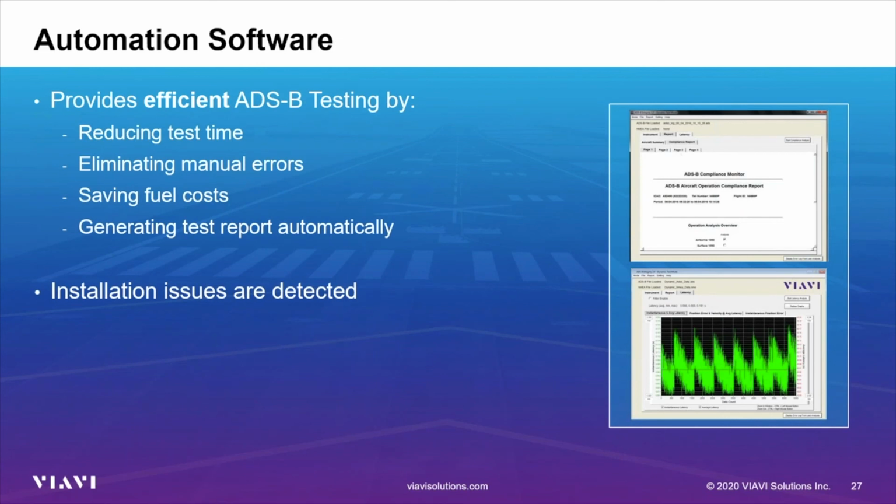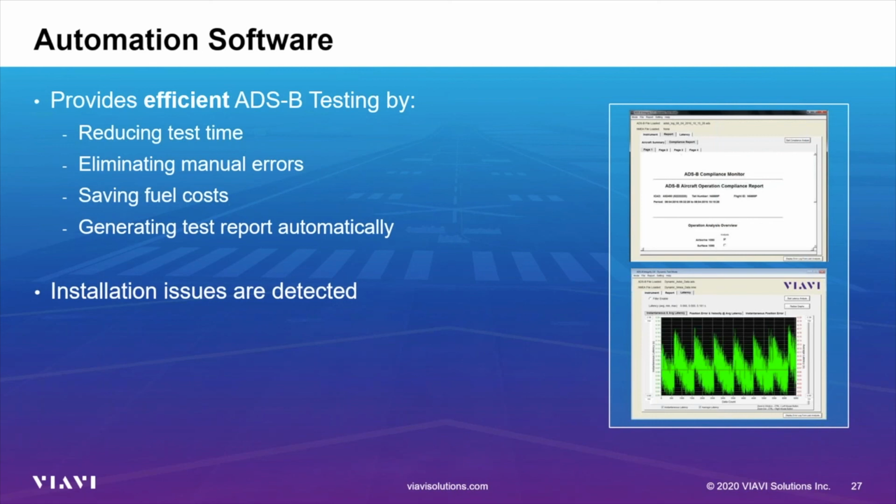One other thing that can also be used to ensure efficient ADS-B testing is automation software. In terms of automation software, this can reduce the test time because often the ADS-B testing involves setting up lots of things manually, both inside the aircraft and on the transponder tester. And if you can have some software which can automate all of this, that can greatly reduce your test time.